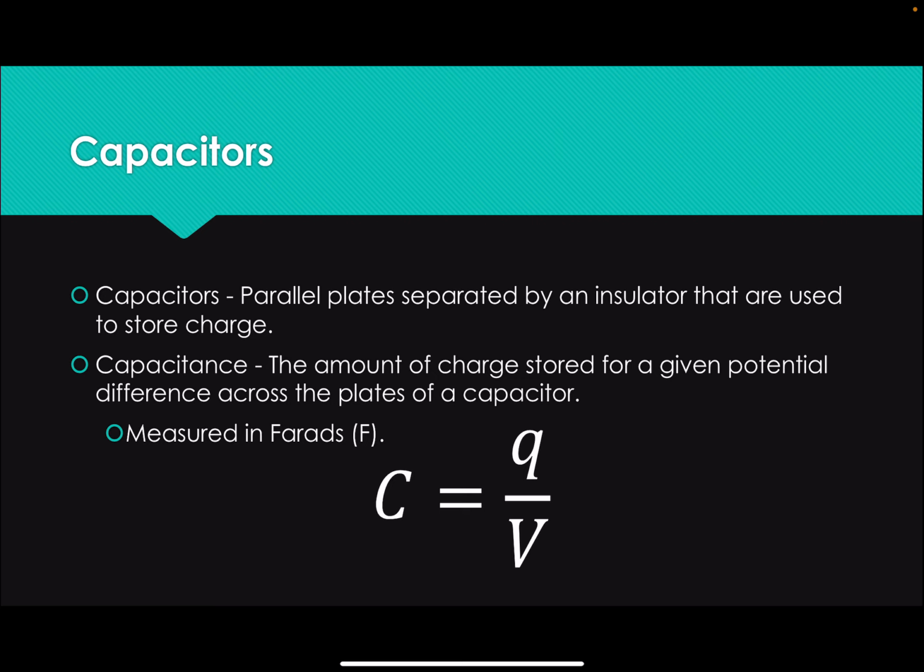The amount of charge that can be stored for a capacitance, this term capacitance, is the amount of charge stored for a given potential difference across the plates of a capacitor. And so it has this equation here. Capacitance is equal to the amount of charge stored per volt, per potential difference. And the unit here is going to be farads, which is a capital F.